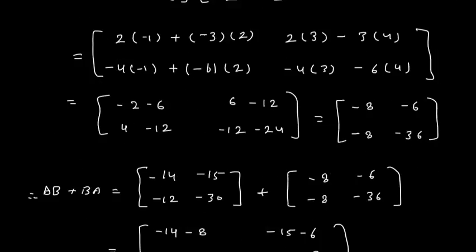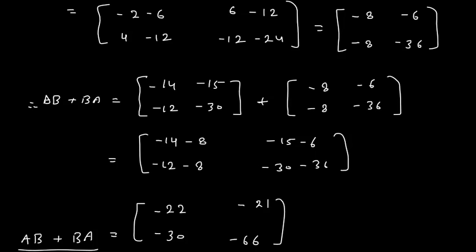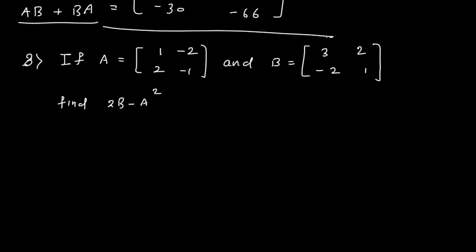Now let us move to question number 8. Eighth problem, we have given A and B. Values of A and B are given and we have to find 2B minus A square. So let us first find A square. A square is A into A.